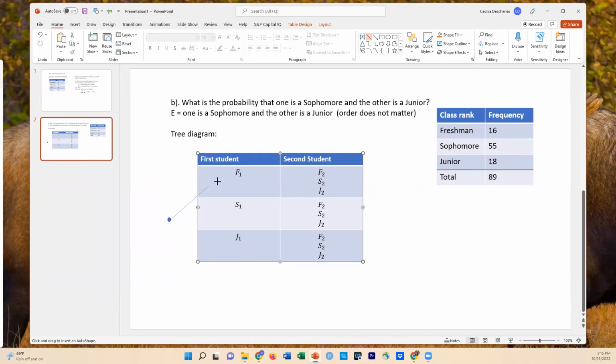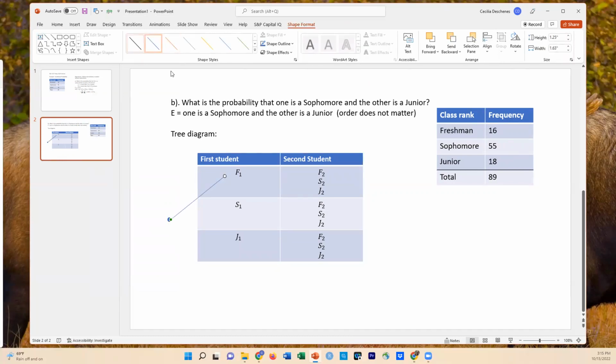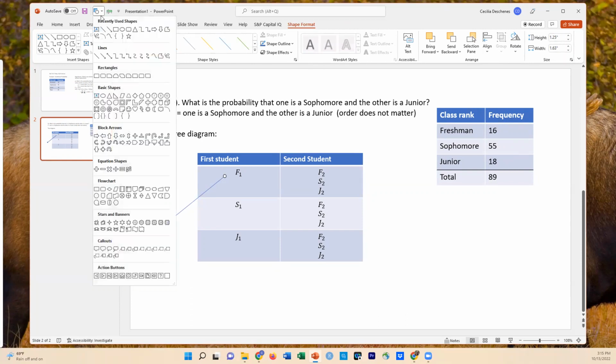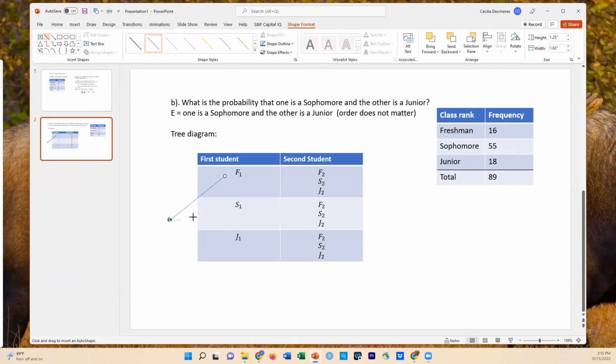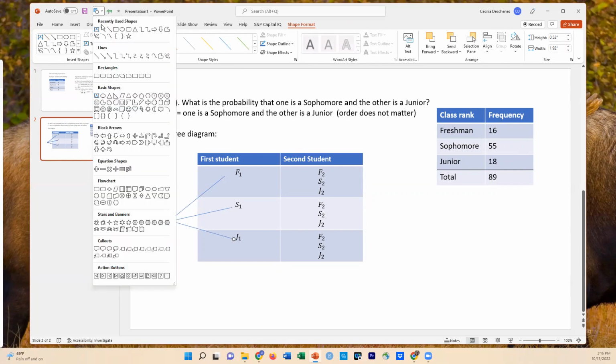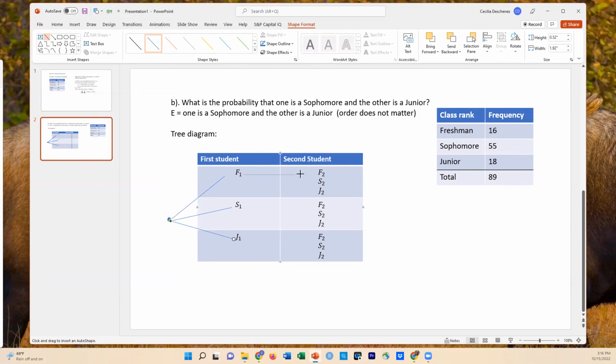So we start at some location, and one thing that could happen is you could choose a freshman or a sophomore or a junior for your first student. And then each one of those has 3 choices for the second student being chosen. I think I can do this a little bit easier this way.